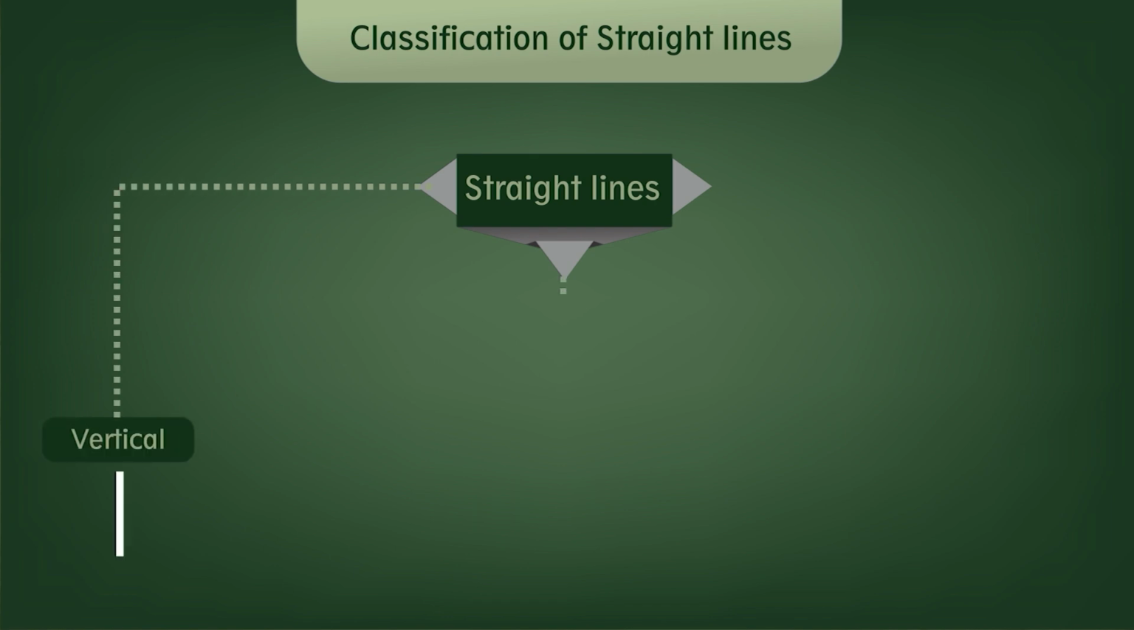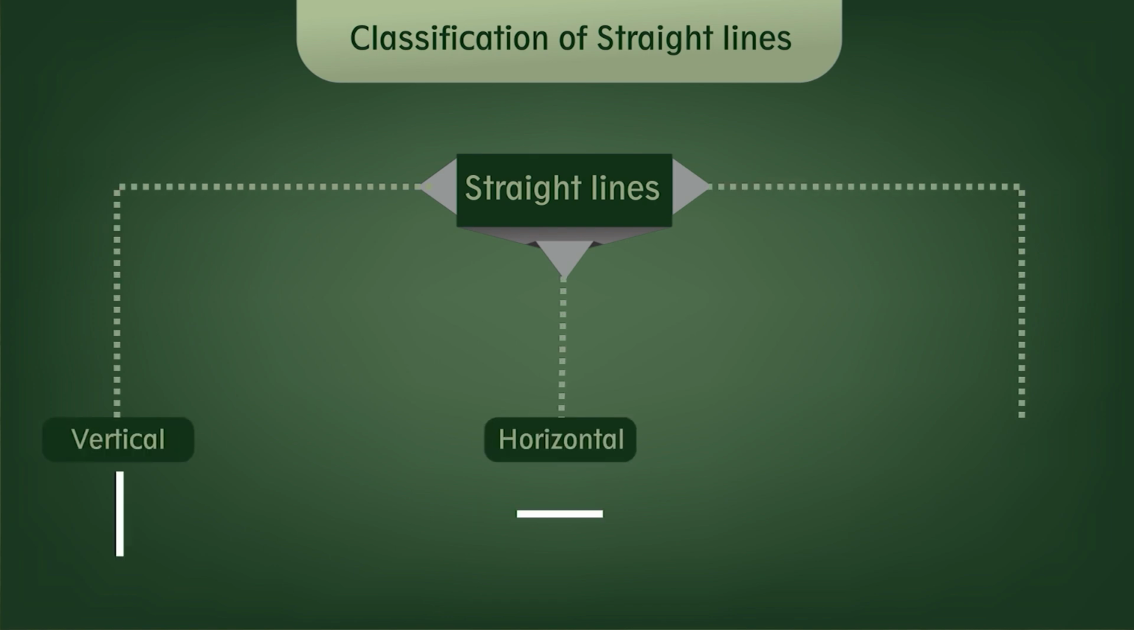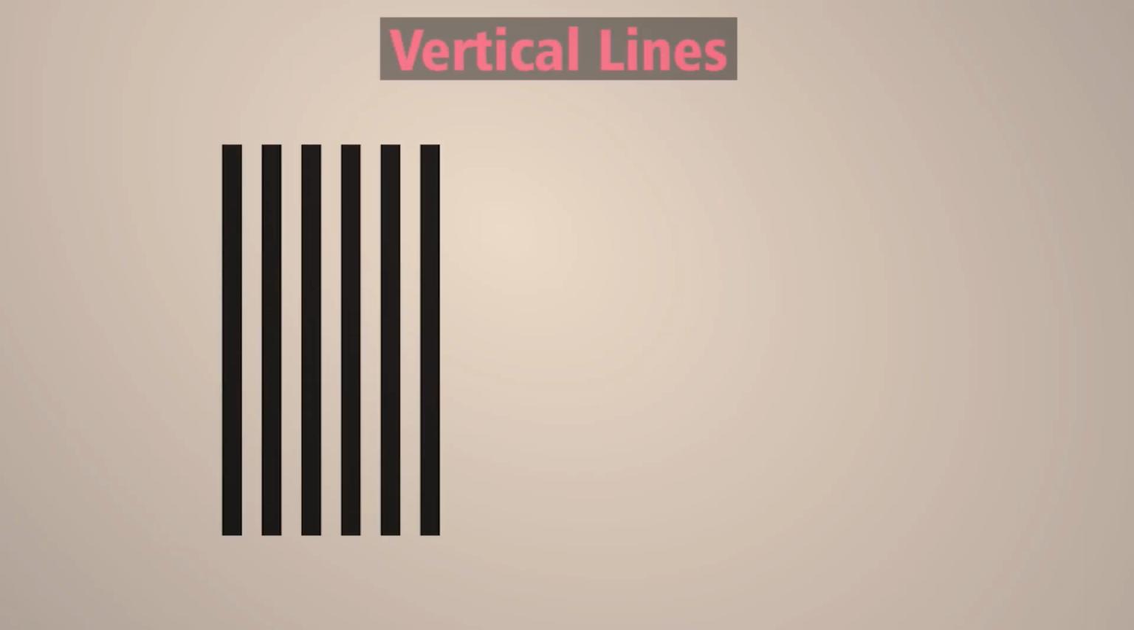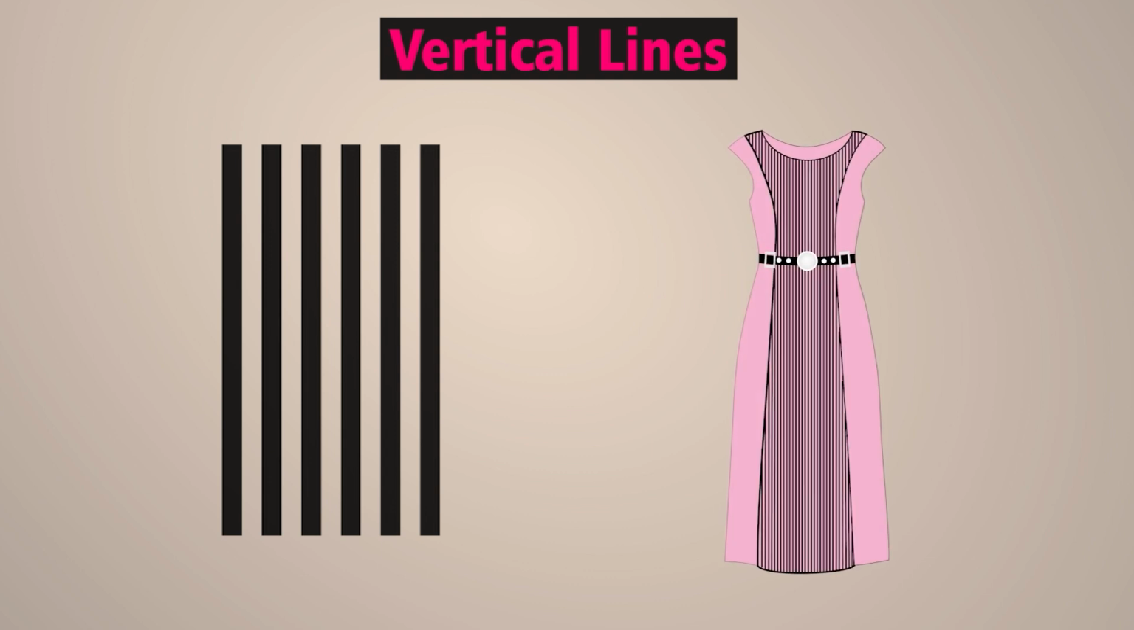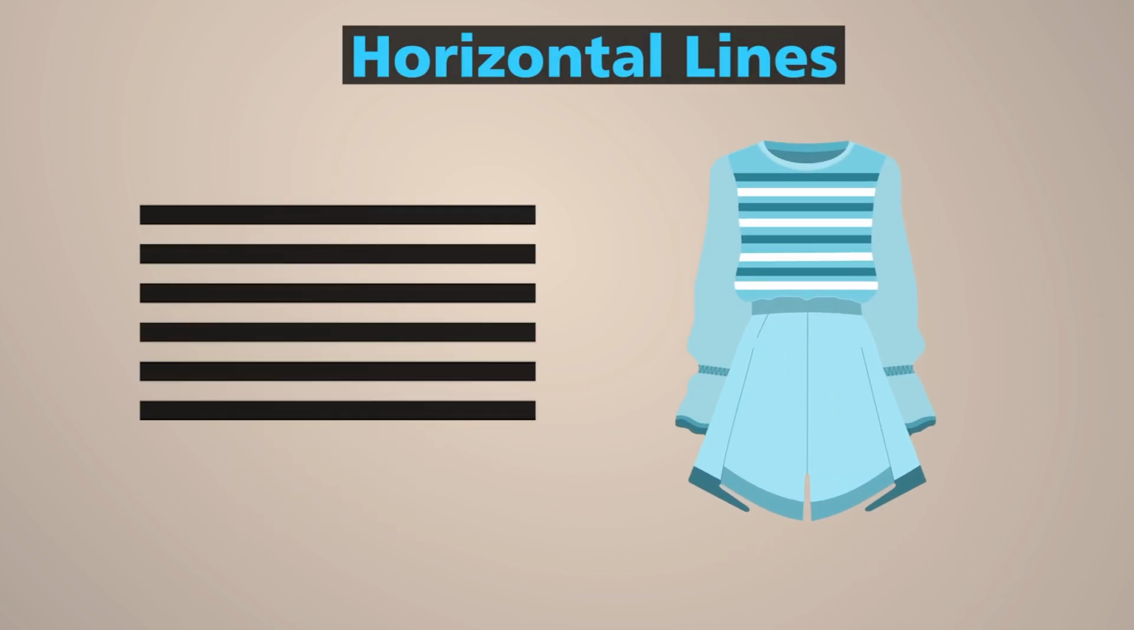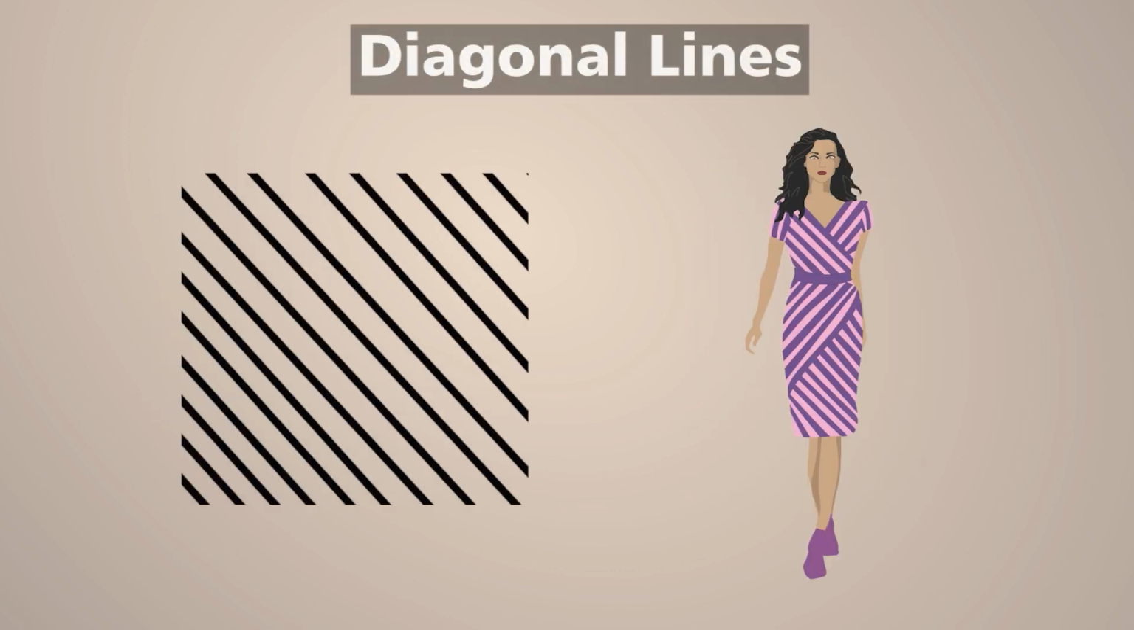So let's categorize the straight lines into various types. They can be of three types. They can be either vertical or horizontal or diagonal. Vertical are always upright and always referred to stability. Horizontal are parallel or lying down and always referred to as strength. Diagonal, when we talk about, always referred to movement.